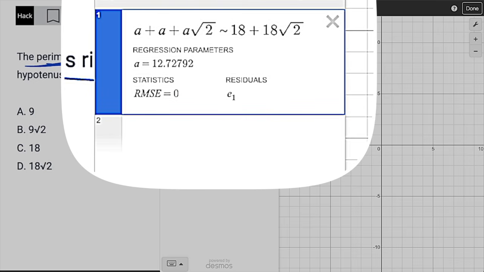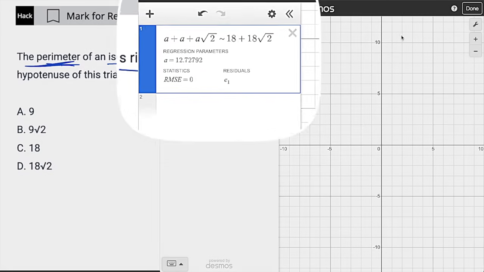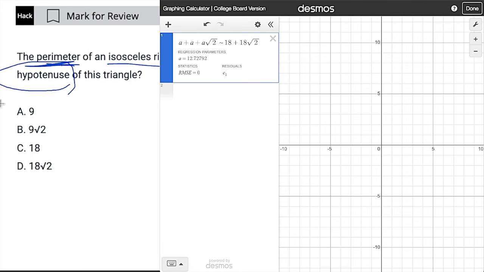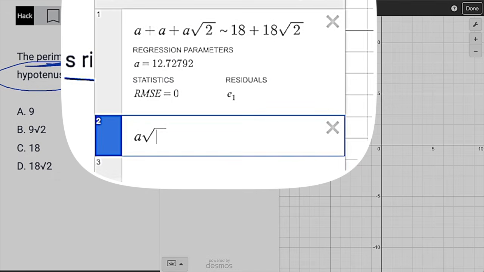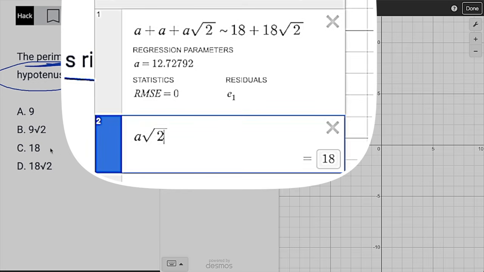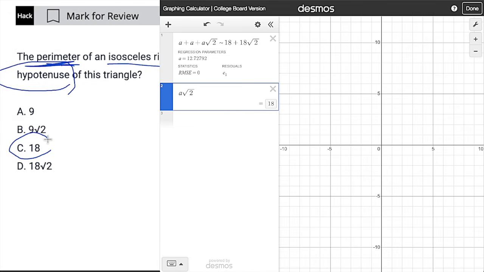So now it's giving us a value for a, which is cool. But it's asking us about the hypotenuse of the triangle. So remember, the hypotenuse in this case is going to be a root 2. So in another line, we just write a square root of 2, gives us our answer, which is 18. So our answer here is actually choice C.